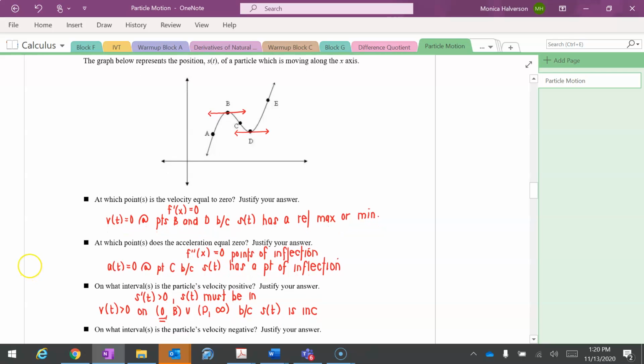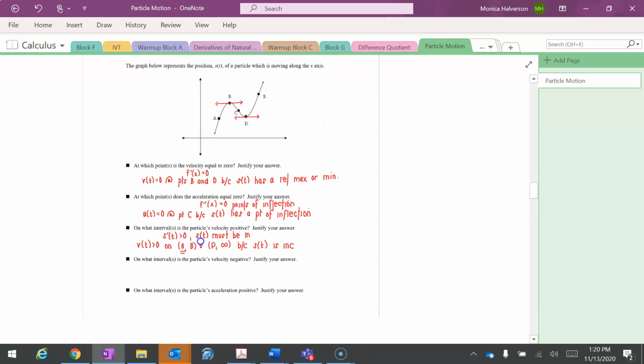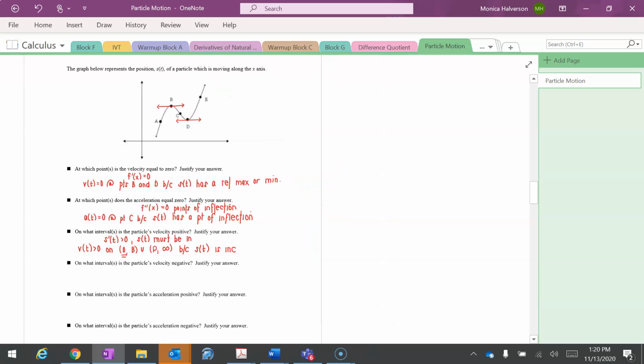All right, now what I'd like you to do is answer the next 3 questions on this graph. When is the particle's velocity negative? When is the particle's acceleration positive? When is the particle's acceleration negative?